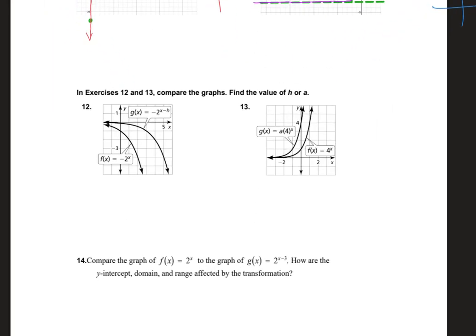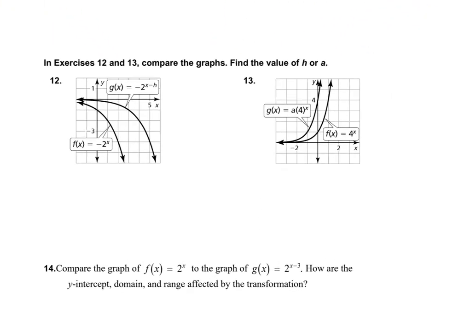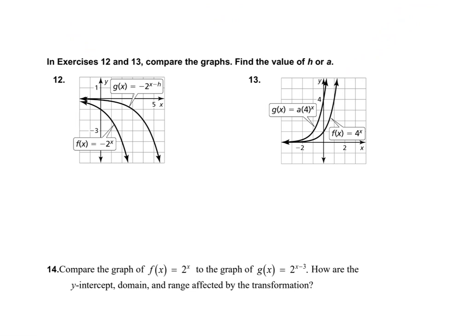Compare the graphs, find the value for H or A. Okay. So let's see. This thing, our original F, has an initial value of -1. That makes sense based on what we're seeing there. This one, however, if we were to follow this, maybe it's just 1, 2, 3. It just looks like it's moved over 3, so H equals 3.